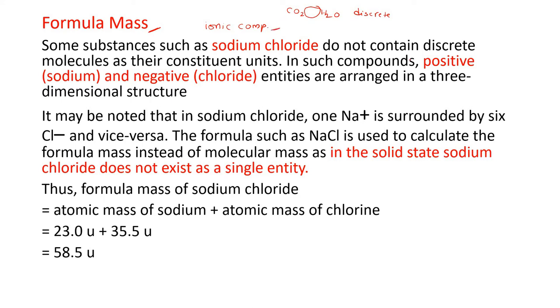But ionic compounds do not have a discrete nature. Because of the absence of discrete nature, each ion is surrounded by another ion, a positive surrounded by a negative. For example, take sodium. Around the sodium there will be 6 chlorines. Similarly, around the chlorine there will be 6 sodiums.